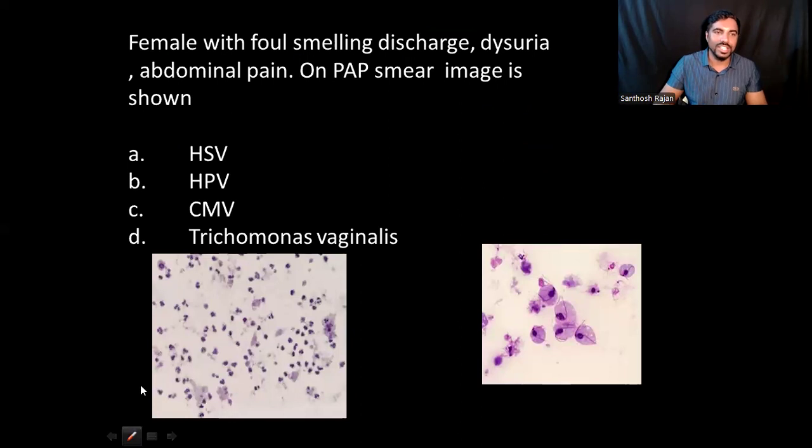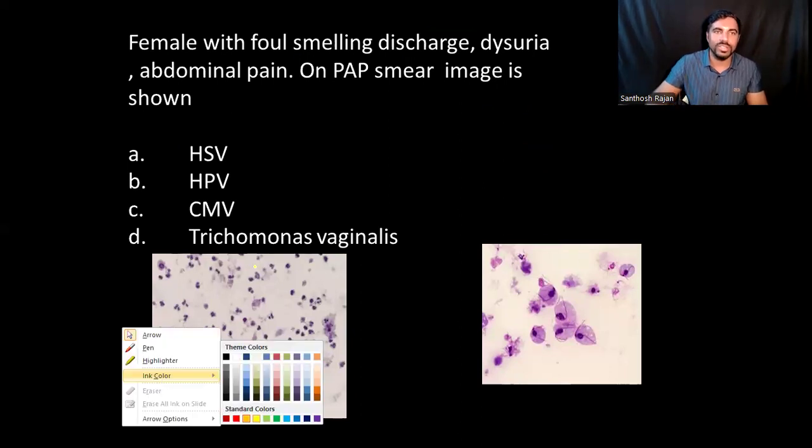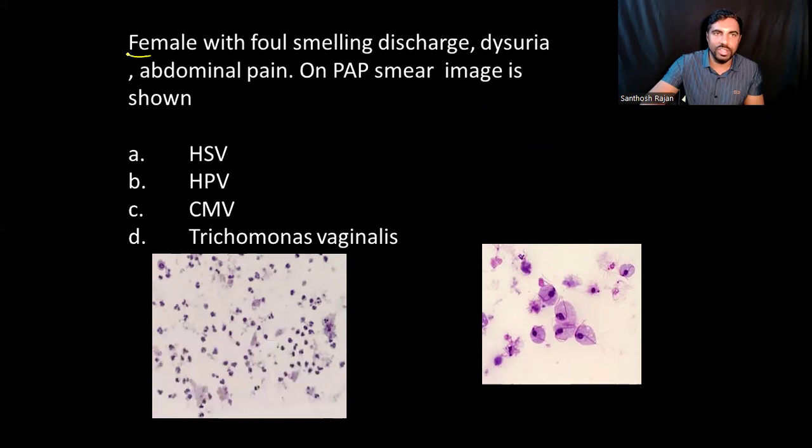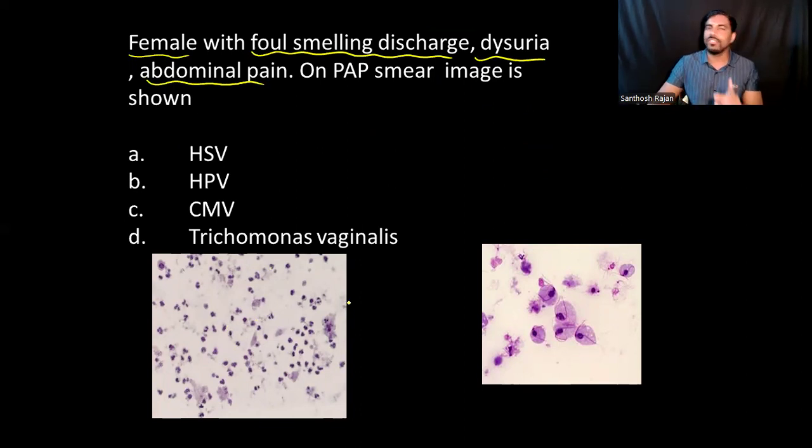Next question, I really didn't get a proper picture of what they were saying. Here, this female has foul-smelling discharge, dysuria, abdominal pain. On pap smear, this was given. I don't know, the picture given was maybe a multinucleated giant cell, or something like this. I think they didn't show a proper Trichomonas vaginalis picture, but one thing we can rule out is multinucleated, because herpes simplex usually causes ulcer. It doesn't cause any discharge.